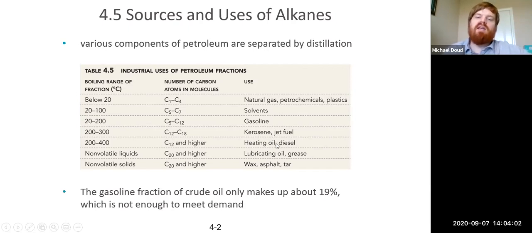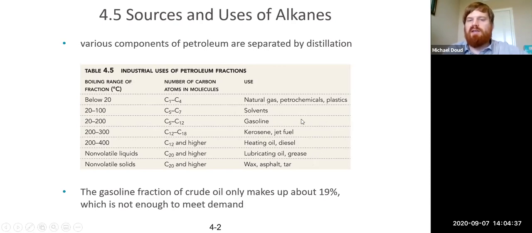Then above that, you have heating oil and diesel. So diesel is a lower grade of fuel. It's not as useful for your car, for example. And then above that, you get non-volatile liquids and solids, things that are used like wax, asphalt, tar. And then the liquid components of that would be like a lubricating oil or a grease. So keep in mind, this is just what comes out of the ground. And the gasoline fraction of this, the 20 to 200 fraction, is only about 19% of that. But of course, gasoline is going to be the biggest demand out of anything here.